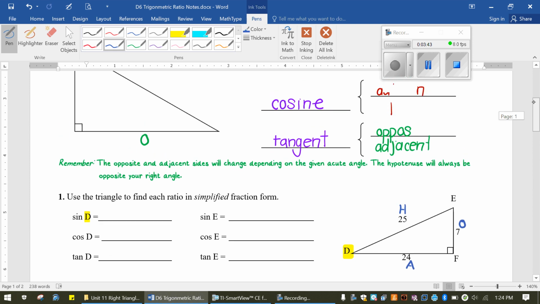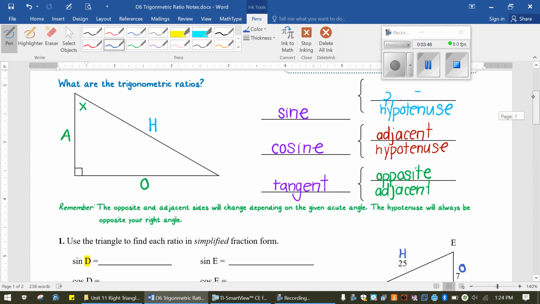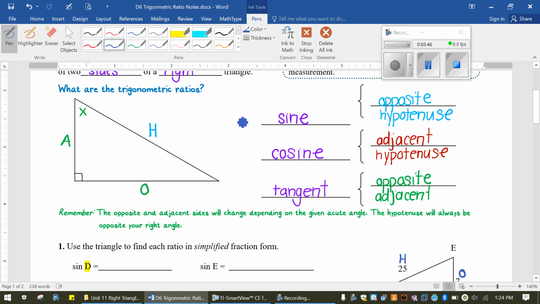Let me go up here and give you a quick abbreviation on each of these. You may have seen this before. SOH CAH TOA. These are just acronyms to remember which sides go with which trig function. Sine is the S, that's opposite over hypotenuse. C is for cosine, that's adjacent over hypotenuse. And then tangent is the T, that's opposite over adjacent.